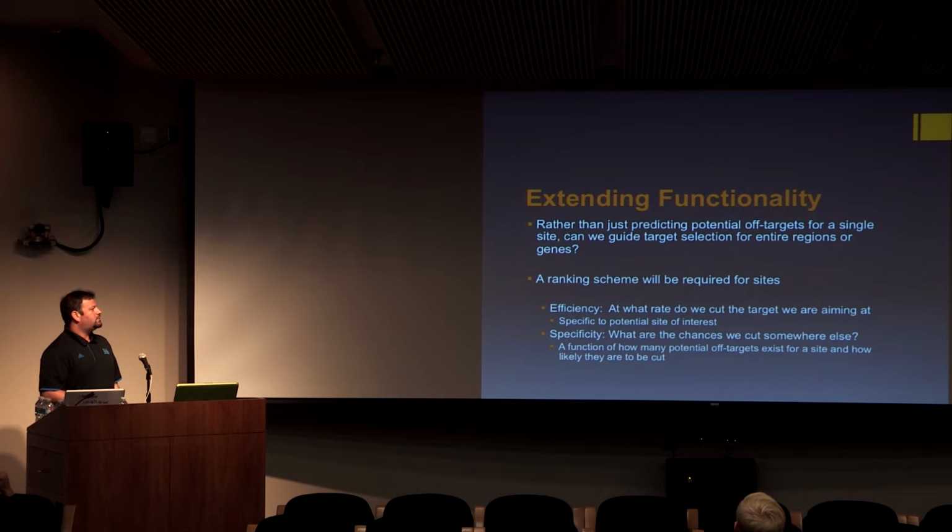So what about extending functionality? Because obviously people are not just interested in their own target sites, what if I can guide target selection? So for this, I'll need to think about a ranking scheme for targets. And there's essentially 2 parameters that I think would be minimally required to describe a CRISPR site: efficiency, which is how often do we hit the target we're aiming at, and specificity, which is how often do we hit something else by mistake.